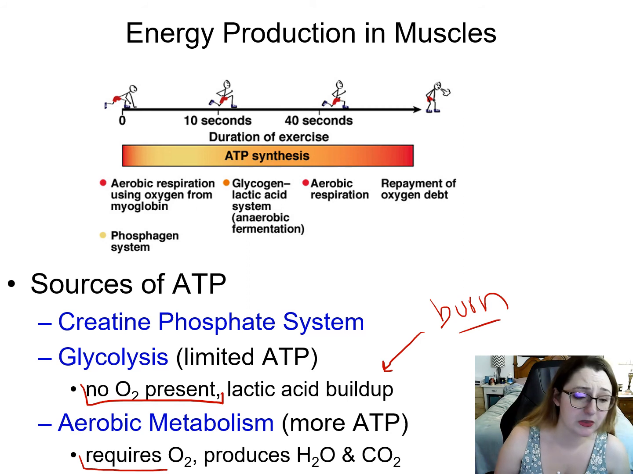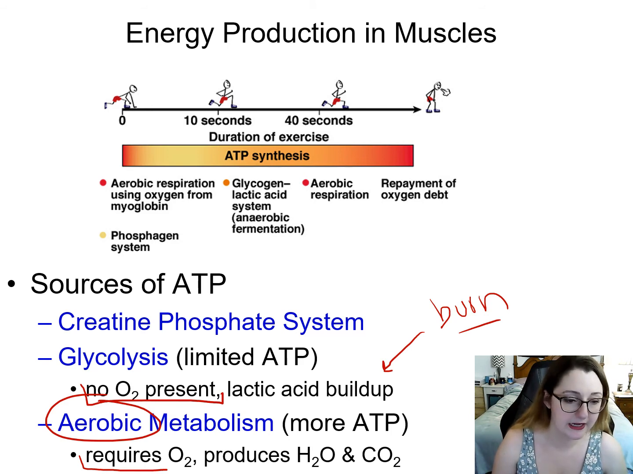Aerobic metabolism is going to require oxygen, hence the name aerobic, meaning air. And it's going to produce water and carbon dioxide. So it's going to produce water and a waste.